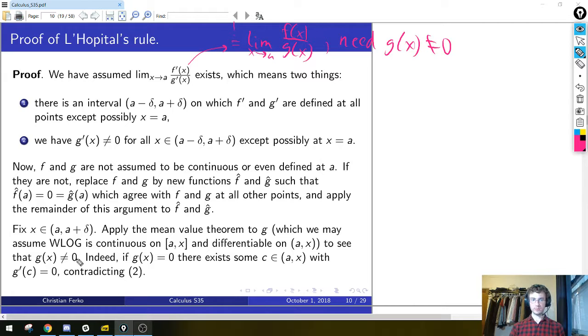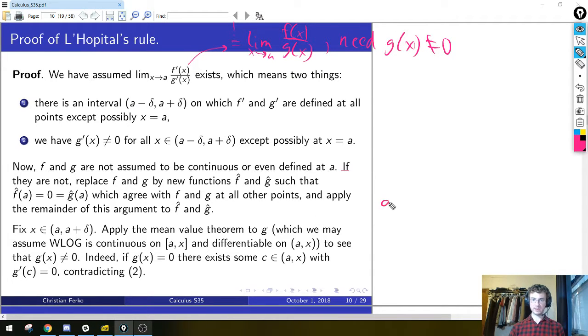So we assume g of x equals 0 and apply the mean value theorem. Why can we apply the mean value theorem? Because I've argued that we can assume g is continuous based on this argument here without loss of generality. So g is continuous on this guy, and it's differentiable on this guy, as we've said. So by the mean value theorem, if g of x were equal to 0, then we would have a point in the interval, maybe I'll call it c.